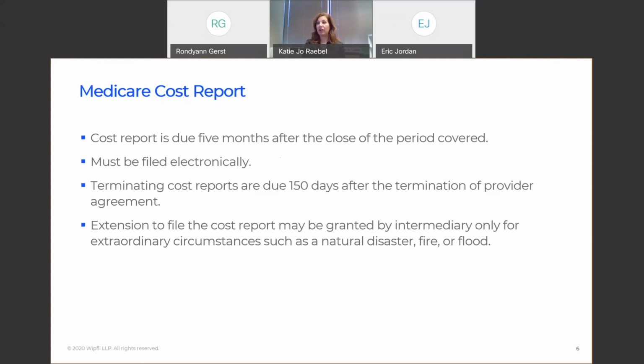What happens if you don't file within that 150 days is your payments get cut off. So if you have a receivable, you'll be waiting for that money. And typically it's a little bit difficult to get the payments turned on once they're turned off. And that is dependent on the intermediary as well. So let's say some of you have Palmetto as freestanding RHCs, some older freestanding RHCs. It seems like Palmetto is a little bit harder to get payments turned back on, whereas Noridian might be a little bit easier. But that's really what we're looking at when we have a cost report that's not filed on time.